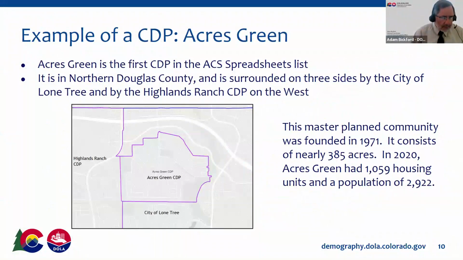So here's our example, Acres Green. Acres Green is great. It's the first CDP in our list. It's in northern Douglas County, and it's surrounded on three sides by the city of Lone Tree. When it was founded in '71, it's about 385 acres, had about 1,100 housing units and about 3,000 people in 2020. So this is an example of how the CDPs, which in this case is a housing development, relate to municipalities.